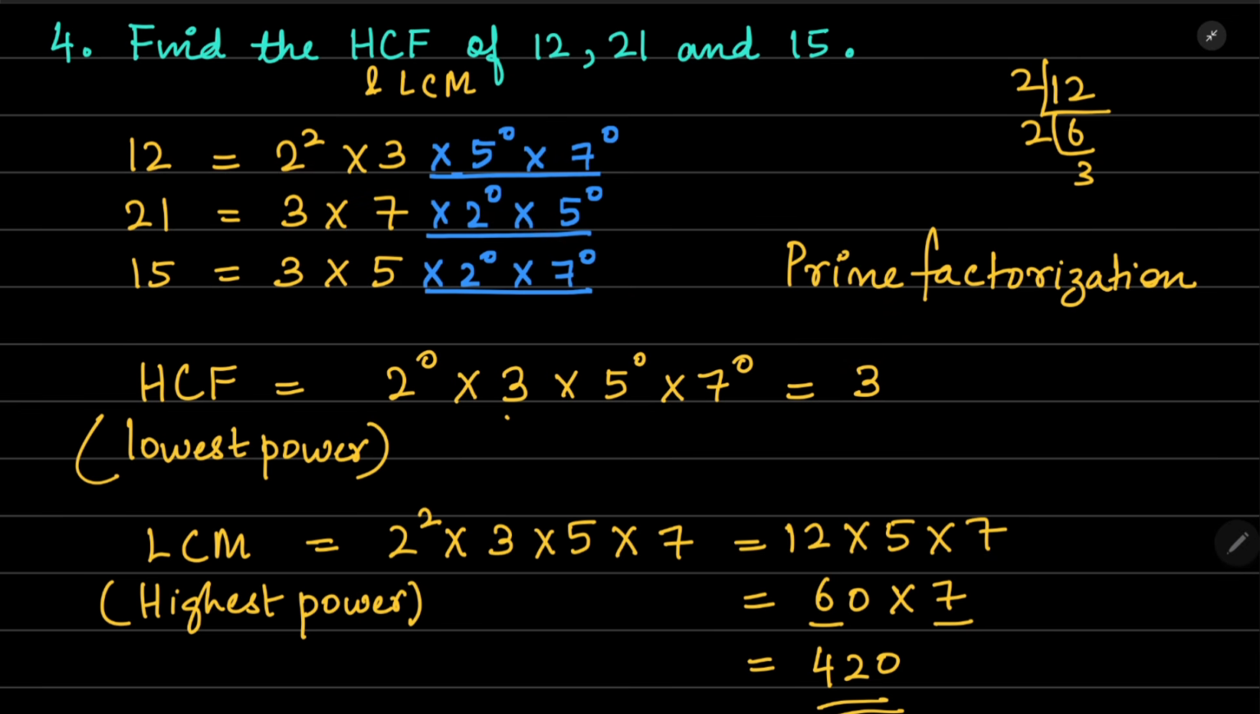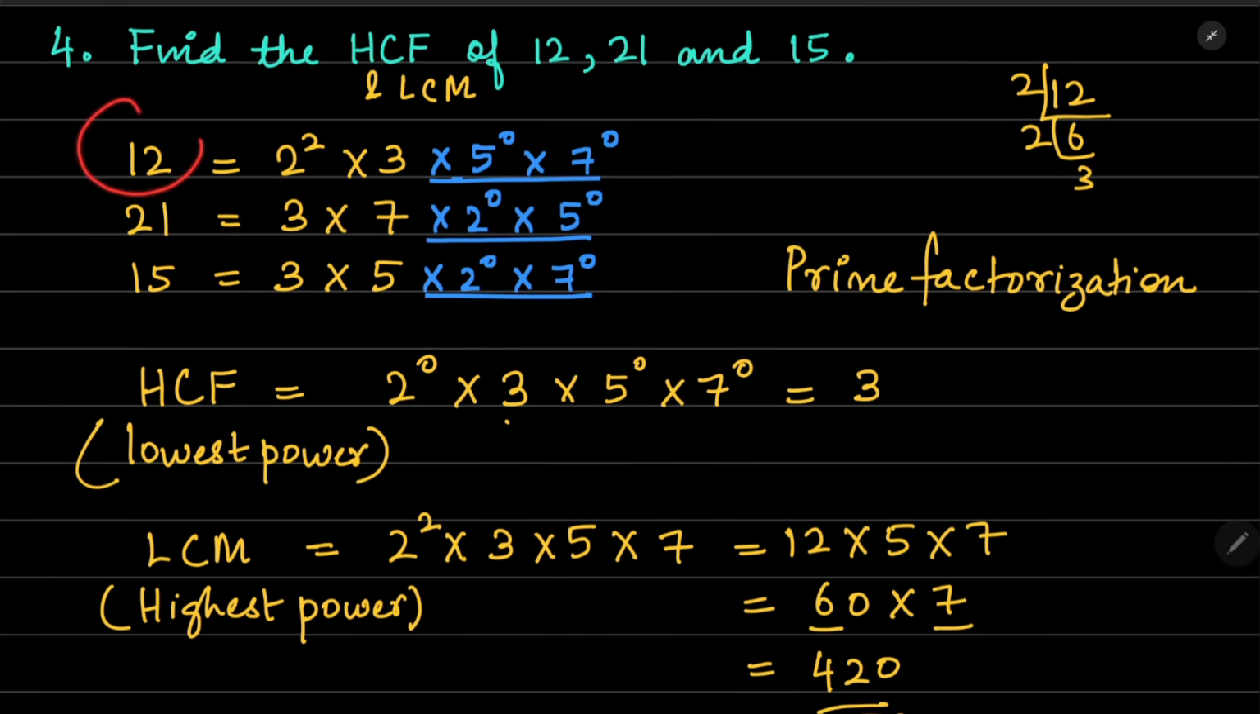12 divided by 3 is 4. 3 can divide 21 perfectly. 21 divided by 3 is 7. 3 can divide 15 perfectly. What is 15 divided by 3? It is 5. And what do you mean by LCM?